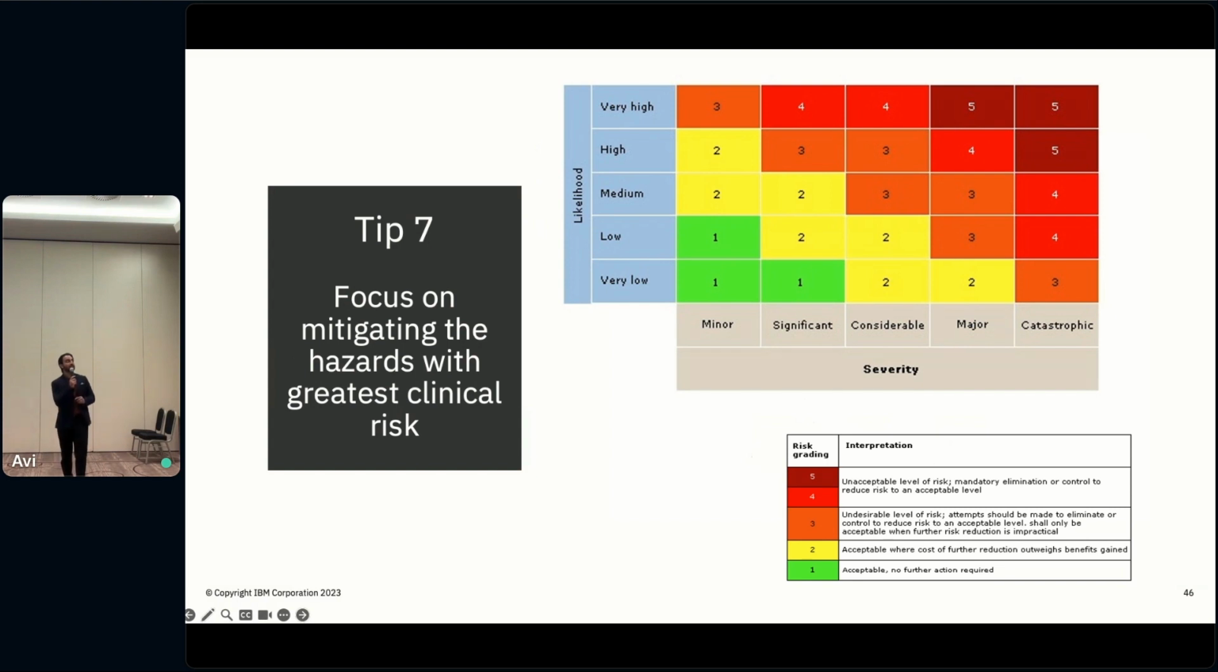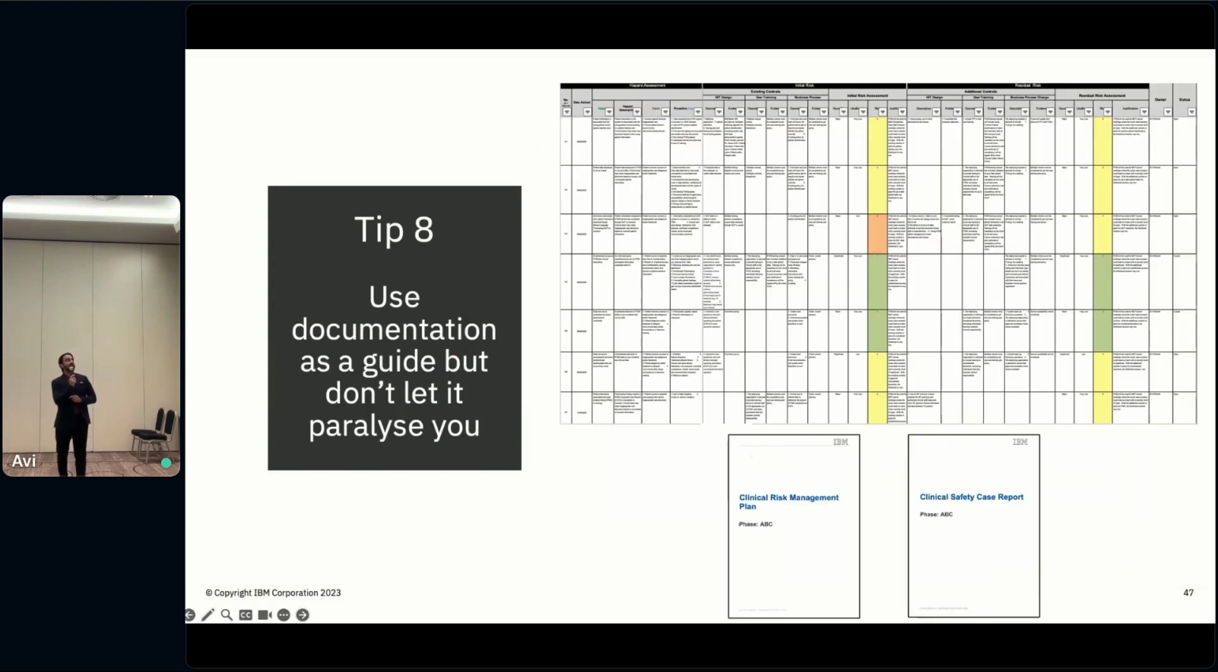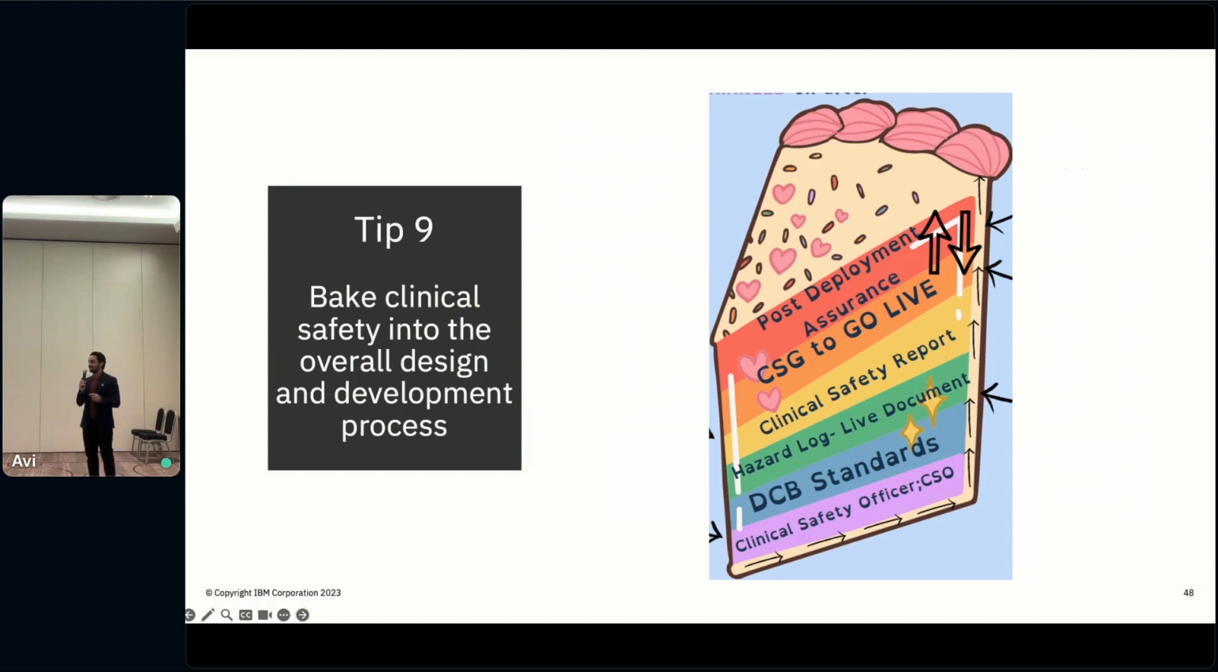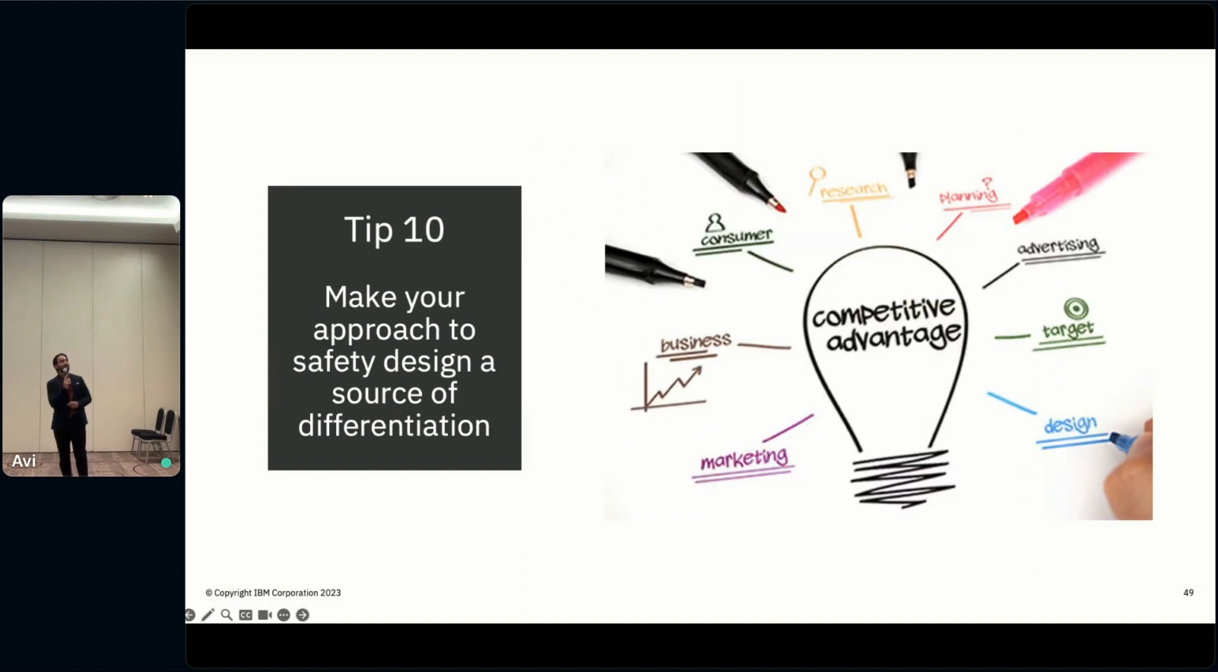We've talked about mitigating, focusing on hazards with greatest clinical risk. We talked about documentation a lot, not letting it paralyze you, but just doing it and automating some of it as well. I'm stealing this from another clinical safety officer. This is the clinical safety cake. Literally baking clinical safety into product design and development. Not an afterthought, baked into design and development processes. So it's not an extra activity.